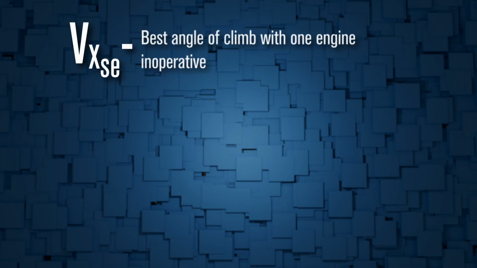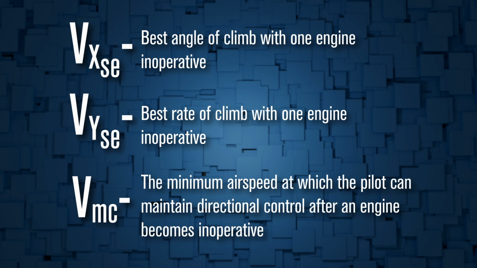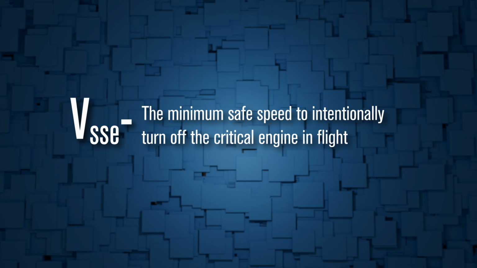VXSE, best angle of climb with one engine inoperative. VYSE, best rate of climb with one engine inoperative. VMC, under 14 CFR Part 23, this is the calibrated airspeed at which, following a sudden critical loss of thrust, it is possible to maintain control of the airplane. Simply put, the minimum airspeed at which the pilot can maintain directional control after an engine becomes inoperative. More on this later. VSSE, the minimum safe speed to intentionally turn off the critical engine in flight.